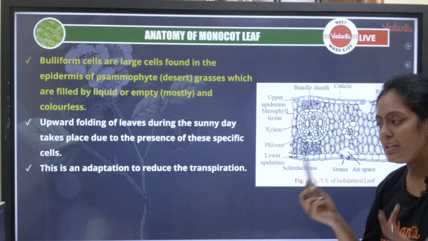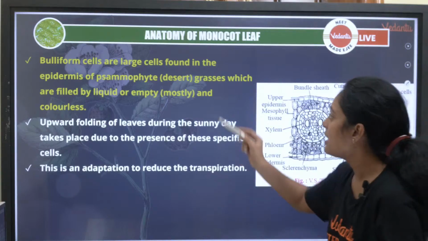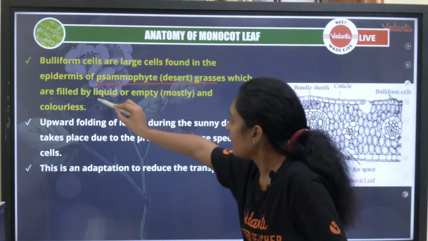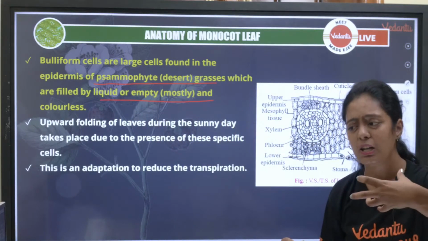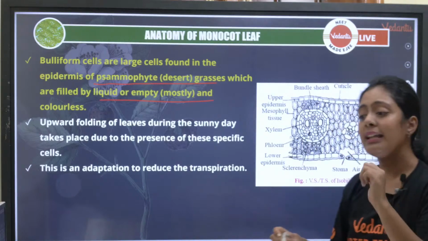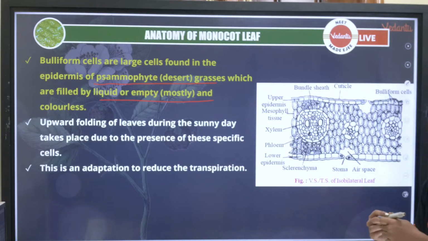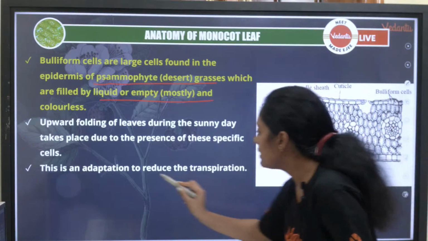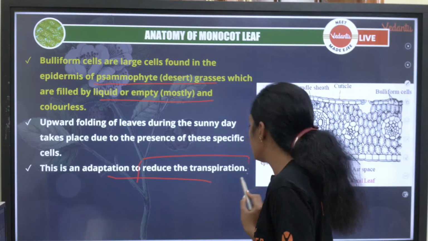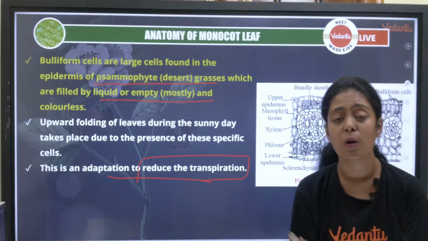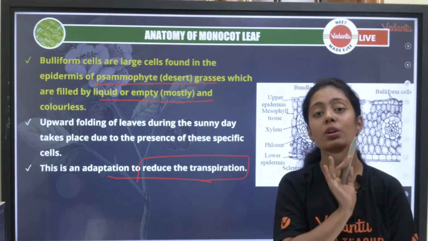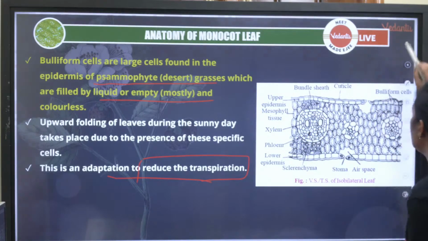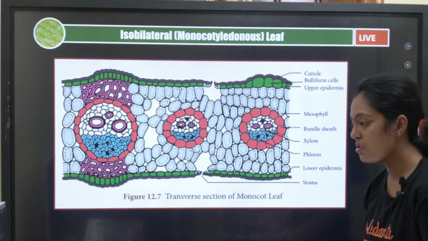So what are these bulliform cells? We already discussed. They are empty, or sometimes filled with liquid, colorless cells, and they undergo folding. They are involved in curling of leaves. This is an adaptation to reduce transpiration. This bulliform cell is not present in your dicot leaf. So this is the entire structure here.